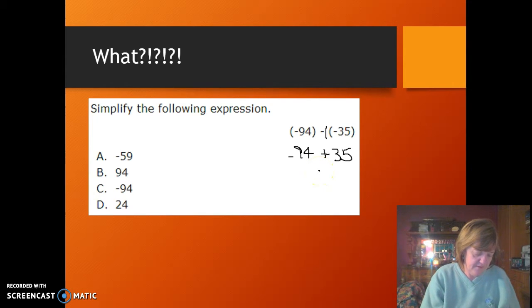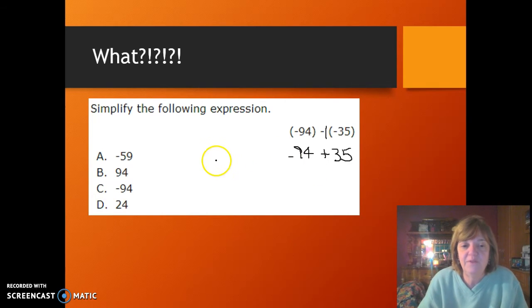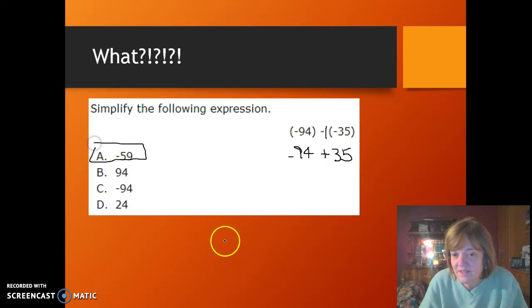94 minus 35 is 59. But if you look at the answers, we know that the final answer has to be negative because 94, when we ignore the signs, is bigger than 35. You look over here. Well, these two answers can't be it because 94 minus 35 is not going to be 94 in any shape or form. So it's either going to be 24 or 59, negative 59. We know the answer has to be negative, so even without my calculator, I knew A was the right answer.